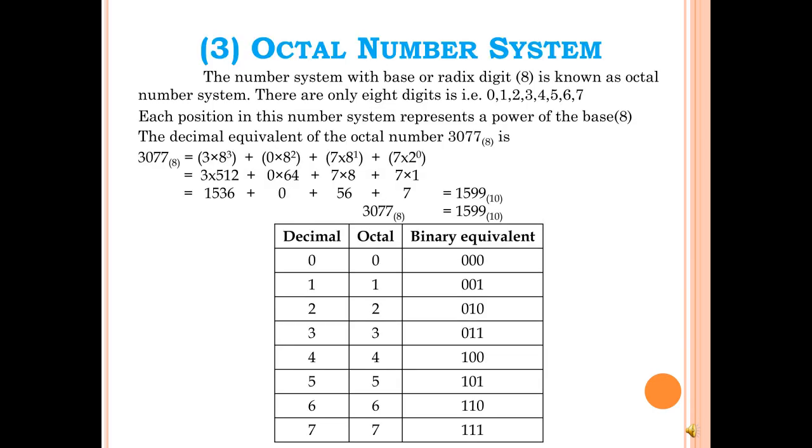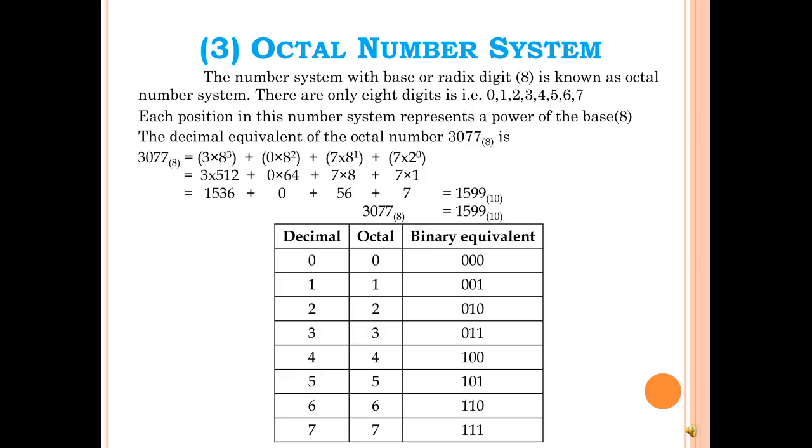Now we have the octal number system. As per the octal number system, the number system with base or radix 8 is known as the octal number system. There are only 8 digits, that is 0, 1, 2, 3, 4, 5, 6, 7. And each position in this number system represents a power of the base 8.